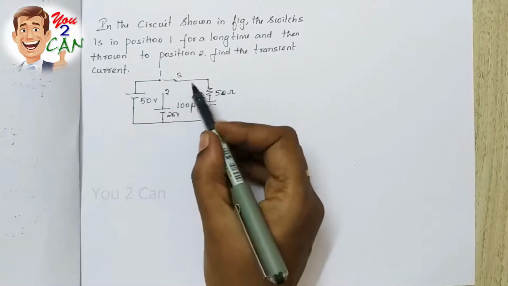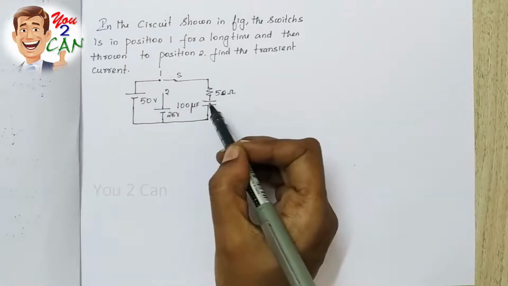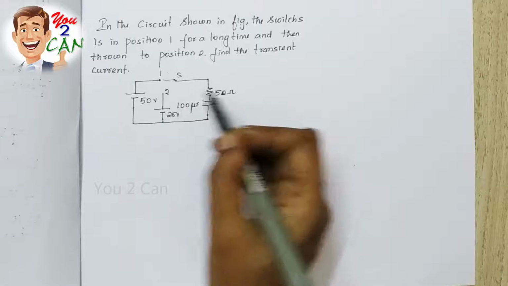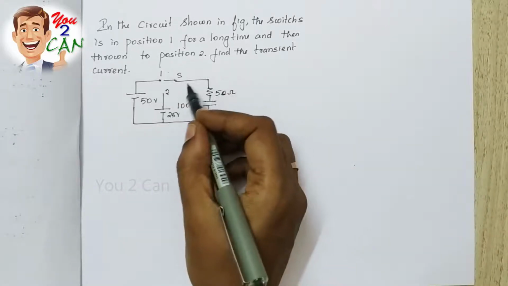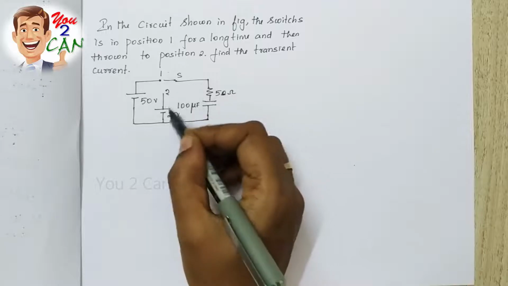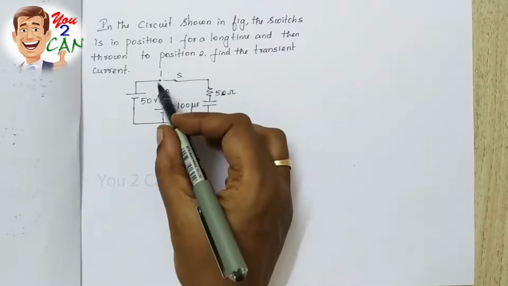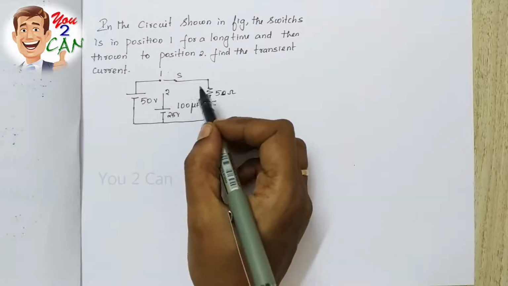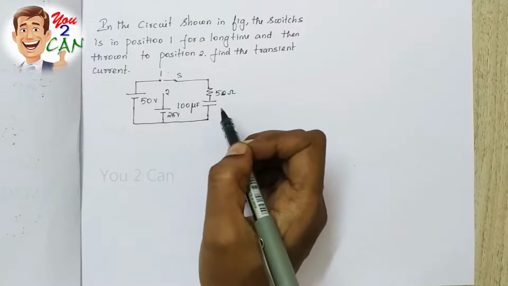So the circuit will be like this when it is at the second position, and the capacitor is charged to a value when it is at the first position. So you have to find the previously charged voltage across the capacitor when it is at the first position, and write the KVL equation for the second position and find the transient current. This is the procedure.